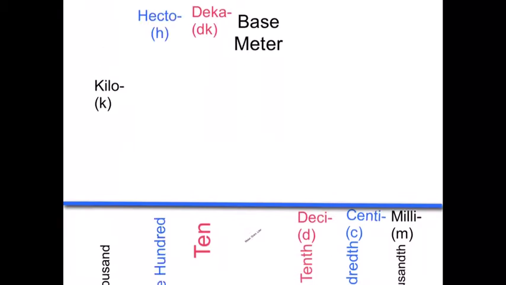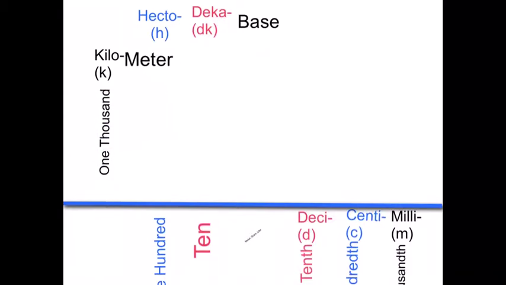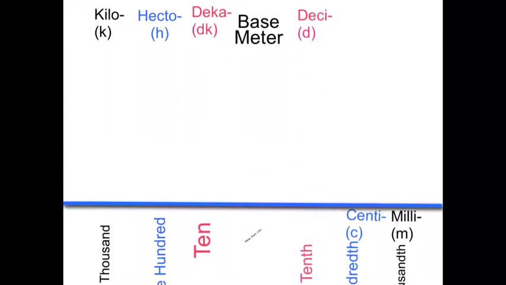And finally, kilo, which means 1,000. If I have a kilometer, I have 1,000 meters. Our smaller ones are deci, which is abbreviated with a lowercase d, centi, which is abbreviated with a lowercase c, and milli, which is abbreviated with a lowercase m.